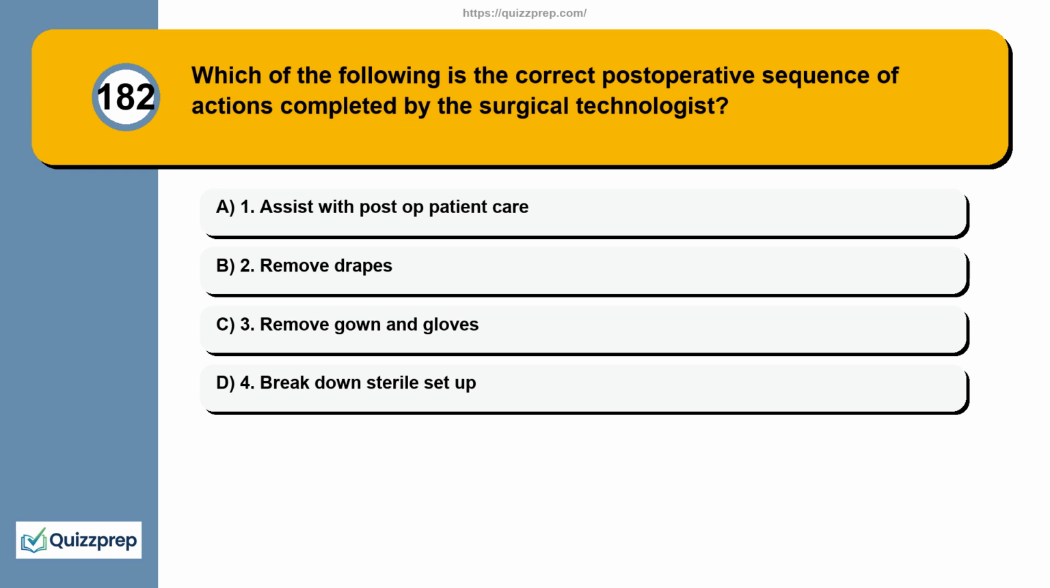Question 182. Which of the following is the correct postoperative sequence of actions completed by the surgical technologist? Option A, 1. Assist with post-op patient care. Option B, 2. Remove drapes. Option C, 3. Remove gown and gloves. Option D, 4. Break down sterile setup. The correct answer is option Nan.